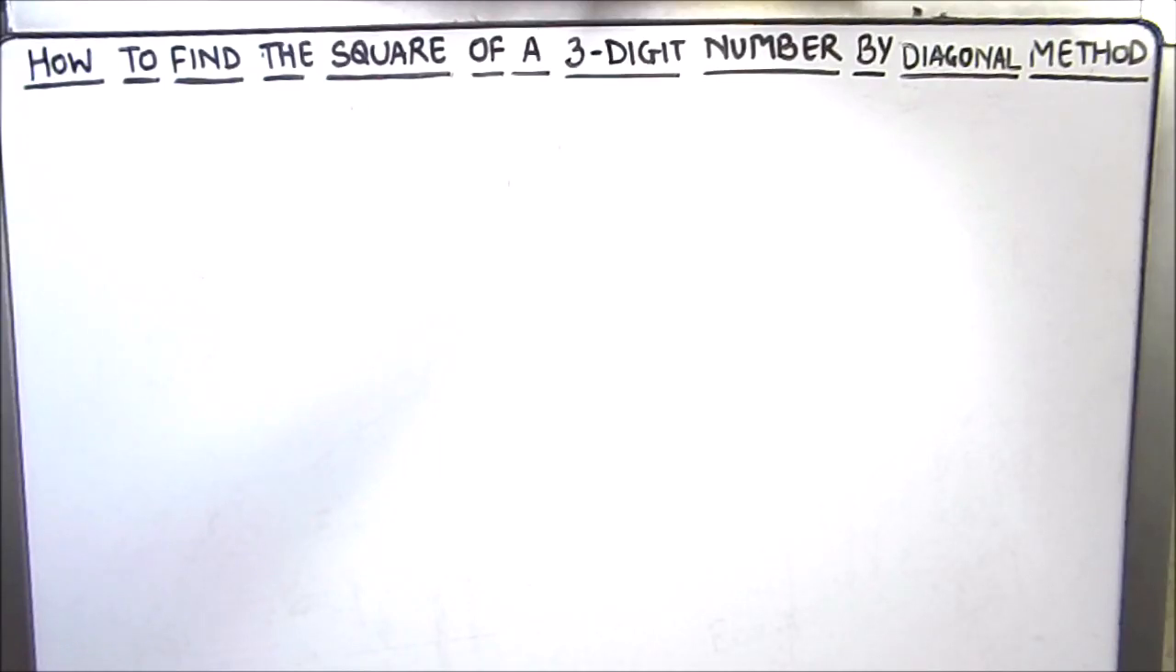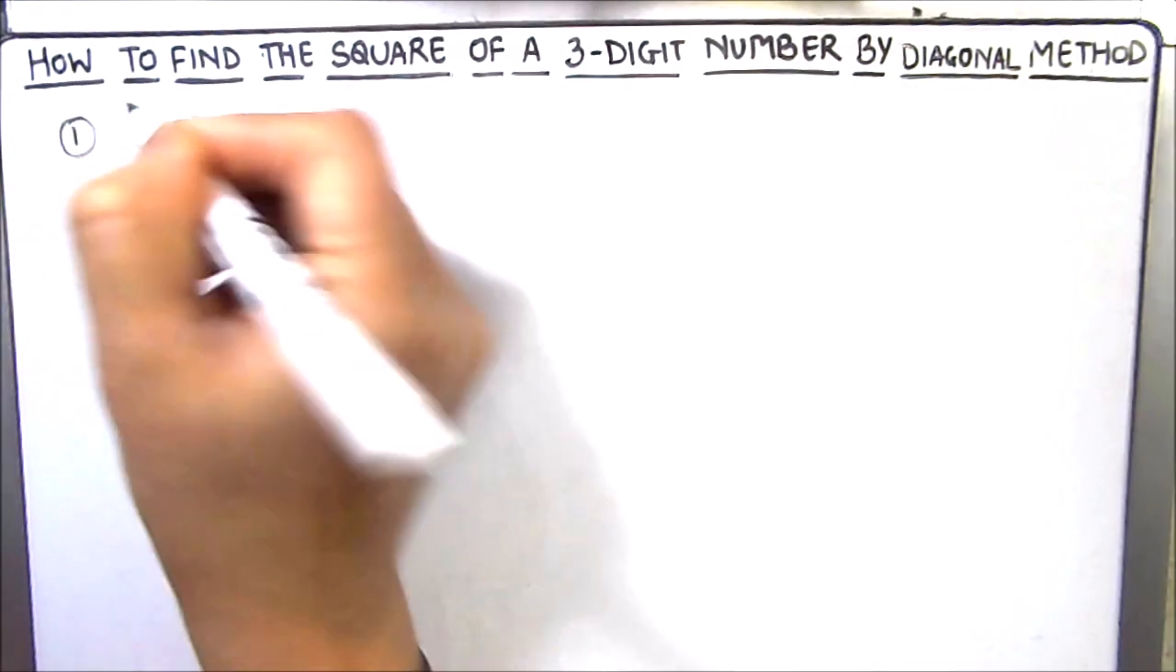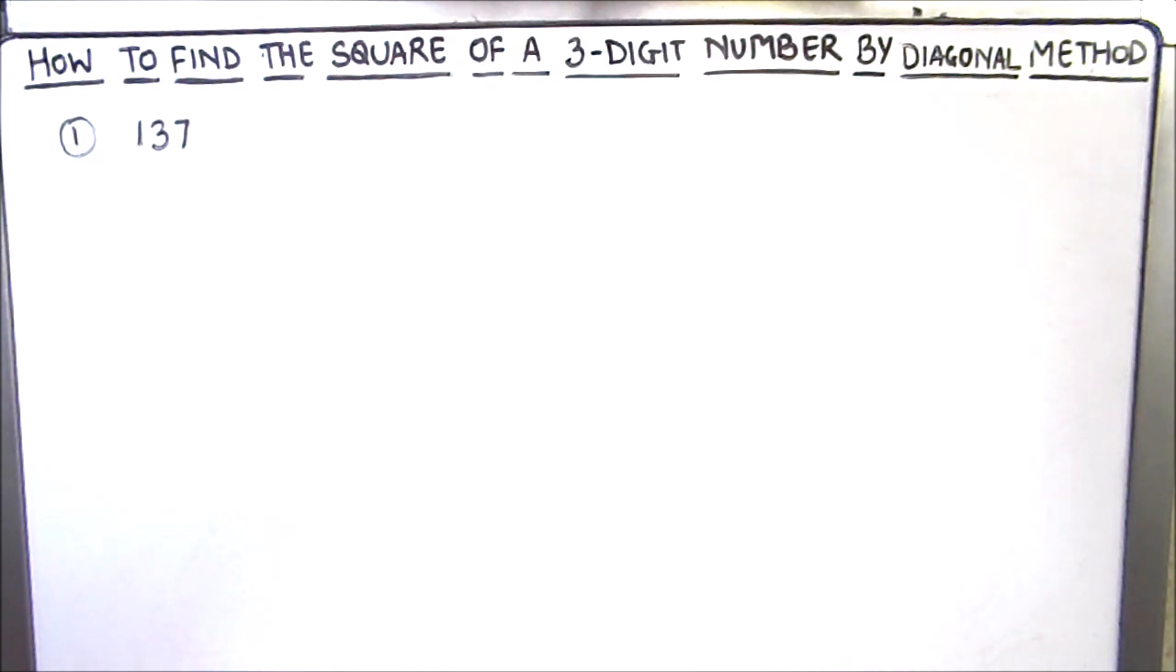Hello everyone, today in this video we will be learning how to find the square of a 3-digit number by using the diagonal method. I have already uploaded a video on finding the square of a 2-digit number by the diagonal method. In this video we will be learning how to find the square of a 3-digit number by using the diagonal method. So we will be solving two examples in this video.